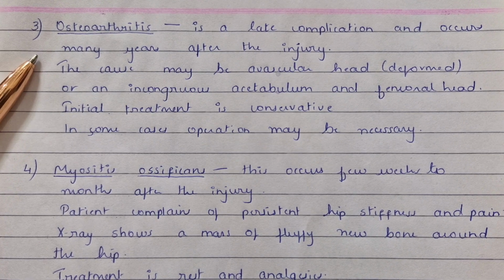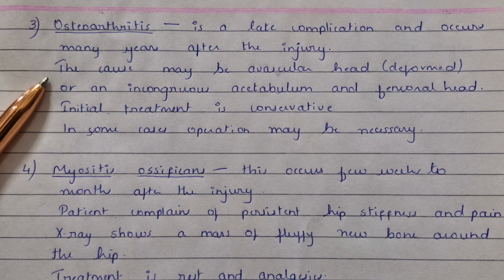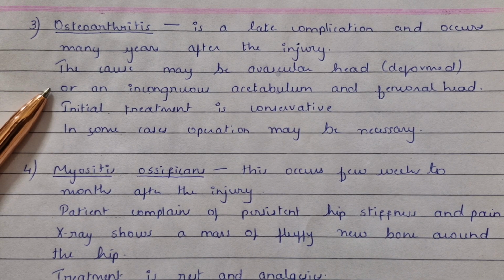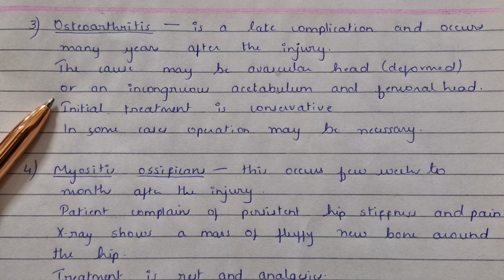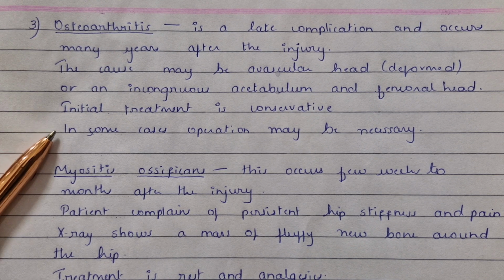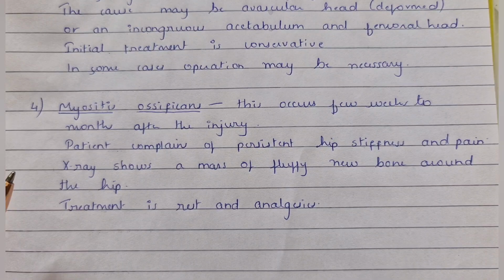Osteoarthritis of the hip. It is a late complication and occurs many years after the injury. The cause may be avascular head or an incongruous acetabulum and femoral head. The initial treatment is conservative. In some cases, the operation may be necessary.